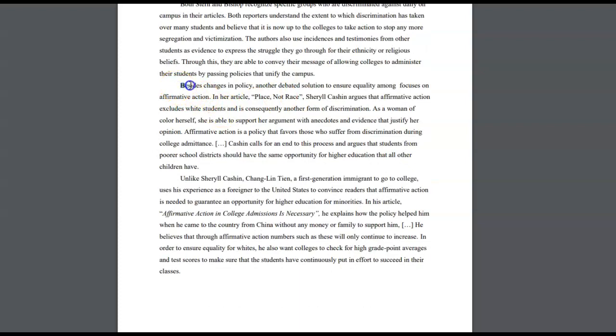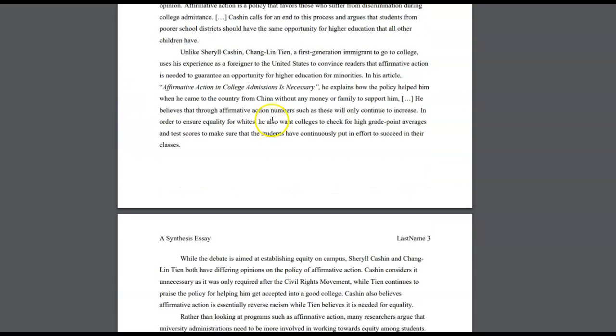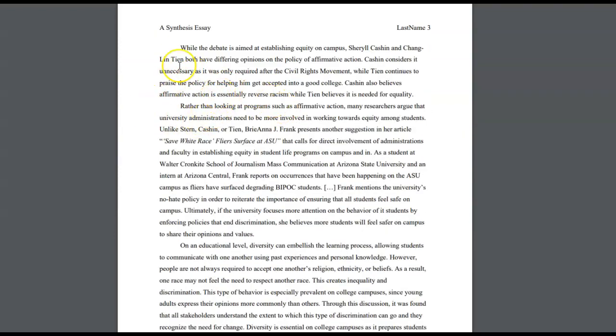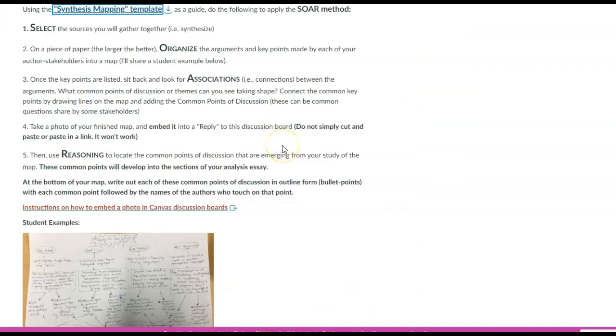And then there's the second common point of discussion. Besides changes in policy, another issue focuses on affirmative action, okay? And so there they have a couple paragraphs that describe what the authors have to say about that. And then they do the same thing with the 3rd. So this kind of mapping is really important, and it really helps. Let me get back here. It really helps in the organization, in just providing us with an outline.